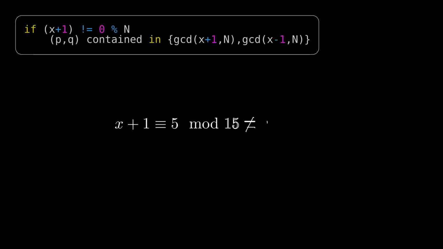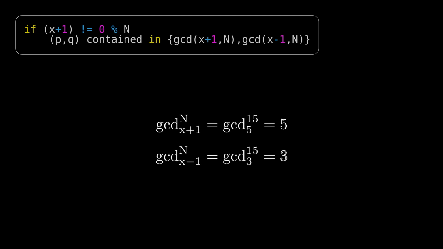We want to check if x plus 1 is equivalent to 0 mod 15. In this case, x plus 1 is equal to 5 mod 15. From this, we can assume that p and q are contained in the greatest common divisor of 5 and 15, and 3 and 15. Now we have found our prime factors of 15.